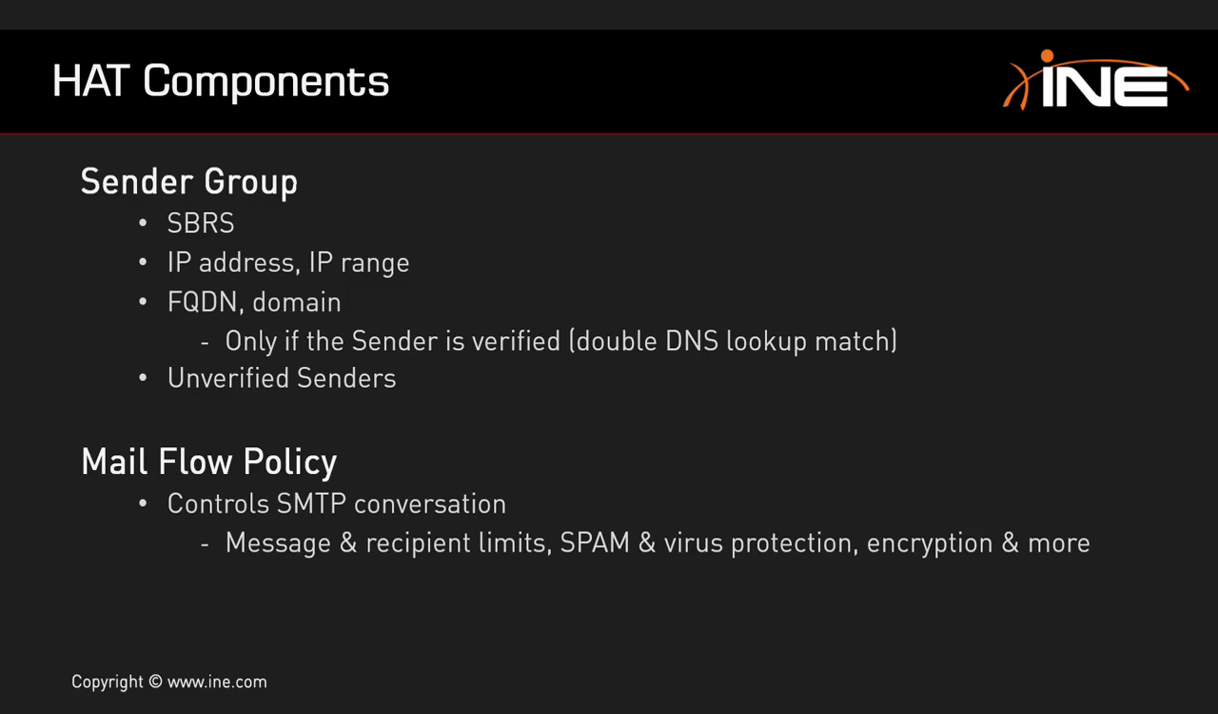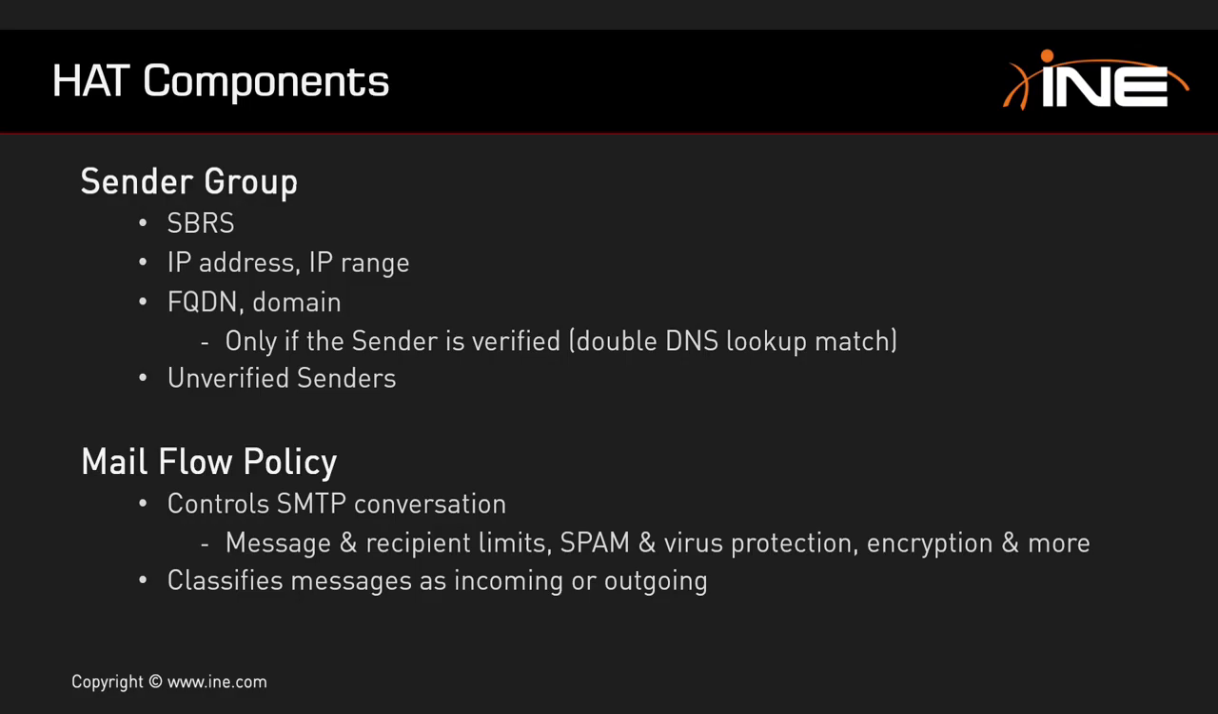This is what we will use to control conversation at the mostly SMTP level. You can use HAT to define limits, thresholds, and to rate limit connections. You can enable spam and antivirus engines globally for all incoming or outgoing messages. This is how you can enable encryption and do some other things. But in addition to that, another important thing that you will use mail flow policies for is to classify connections, or messages, I should say, emails, as incoming or outgoing.